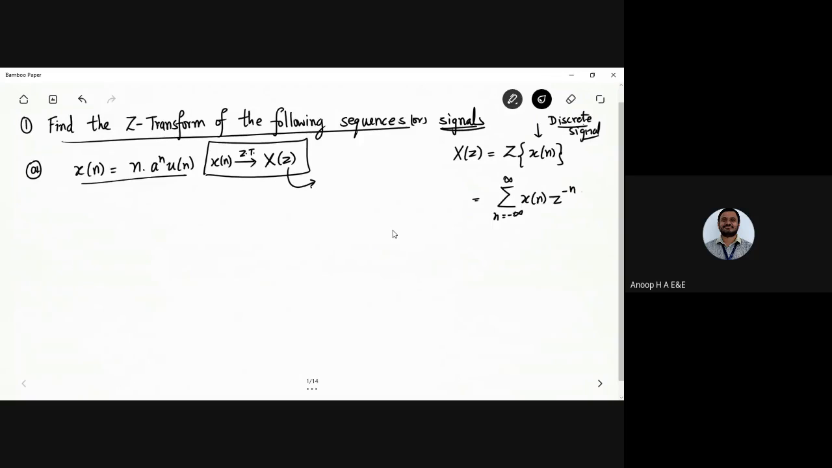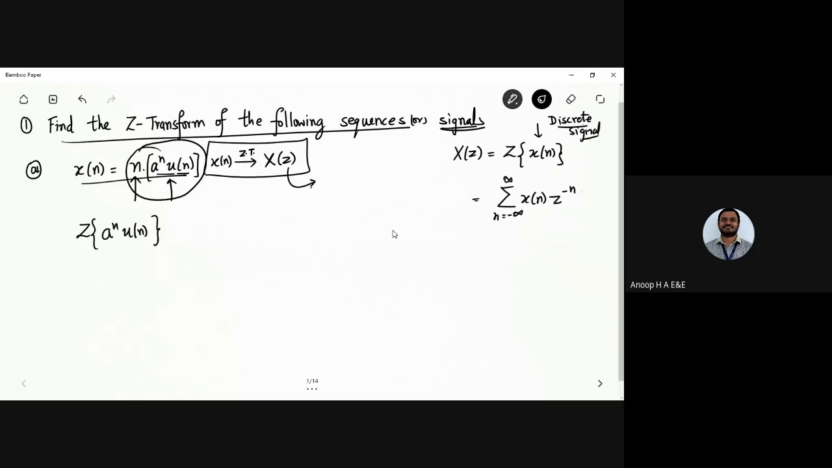Now I know that n is present, it is multiplication by n, and I have a power n u of n as the signal. So X of n is the signal n multiplied with a power n u of n. So you have to understand the signal, that is n into a power n u of n. So we look at the standard identity, the Z transform of a power n u of n. Can anyone let me know whether it is a left-handed sequence or a right-handed sequence or a double-sided sequence?